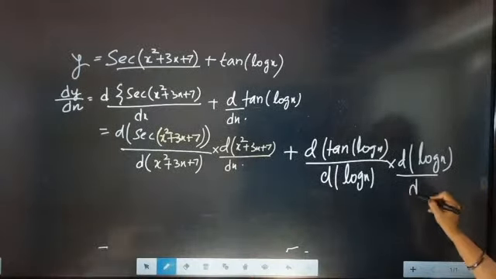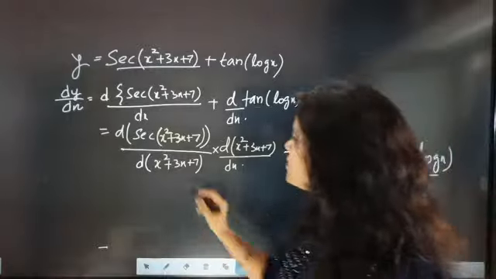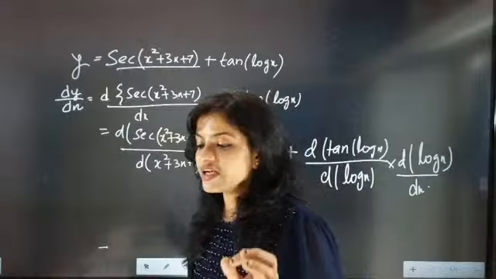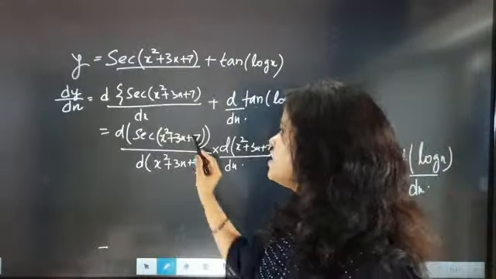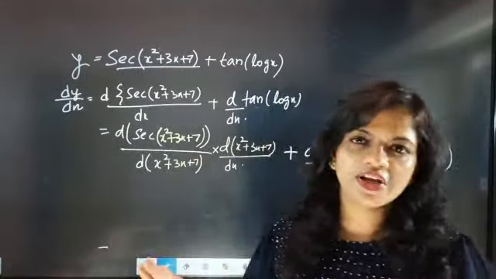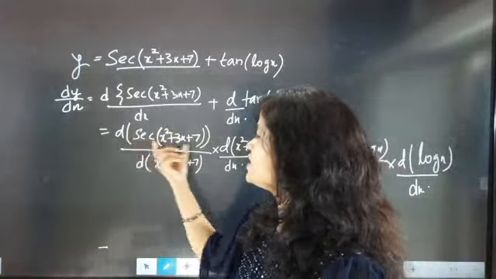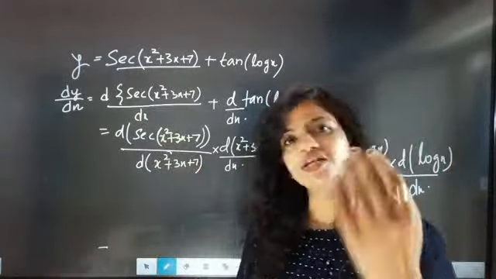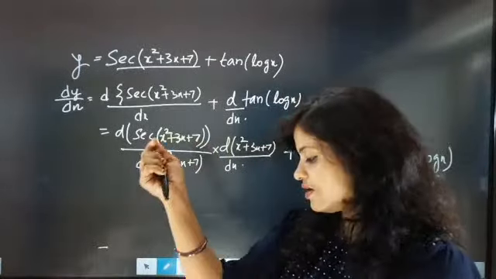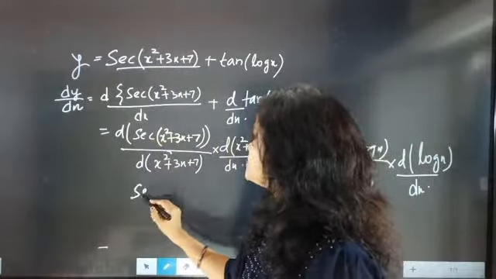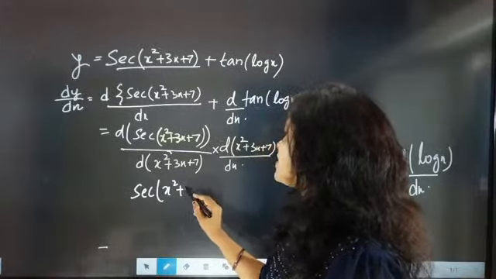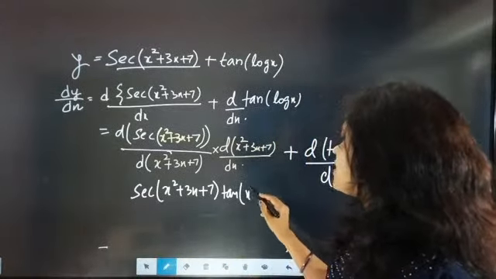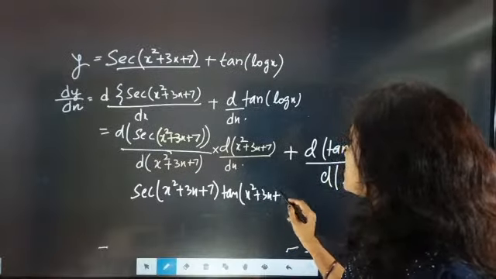Okay. So now the answer will be coming as, first the secant x differentiation is secant x into tan x. So here instead of x this much is written, we don't have to be bothered because we are differentiating with respect to this value only. So we just change secant and the internal angle remains the same. So this part will become secant of x square plus 3x plus 7 into tan of x square plus 3x plus 7.